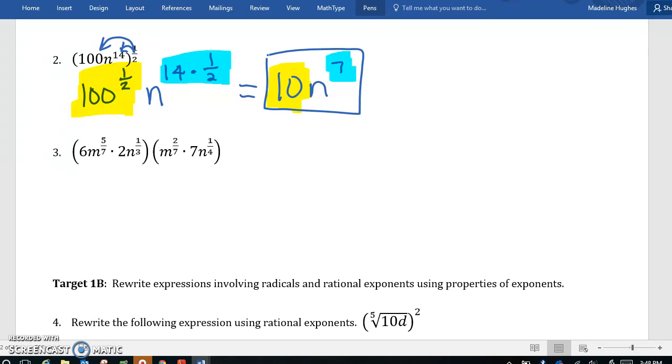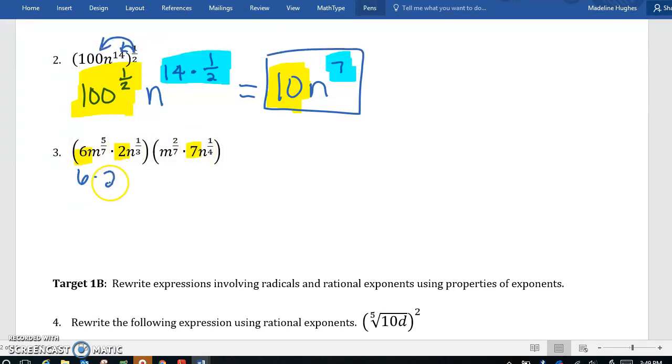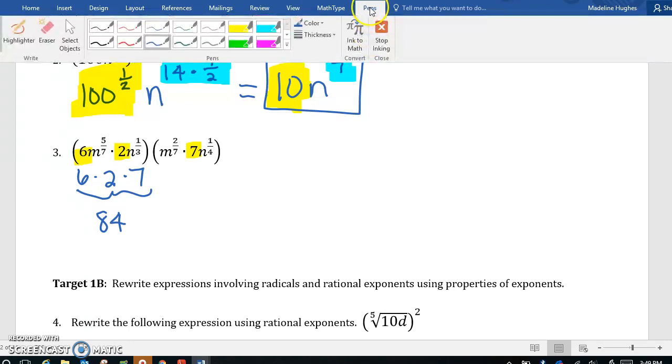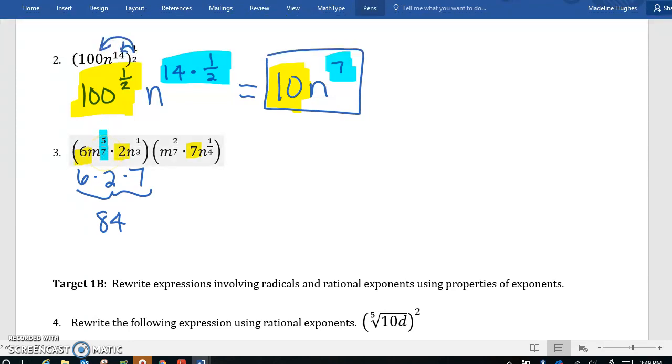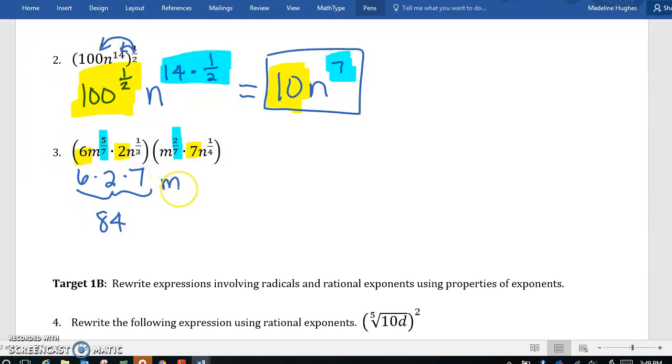Number 3, we need to multiply all of the coefficients first. So I see 6 times 2 times 7. When we take 6 times 2 times 7, we get 84. And you can plug that in the calculator if you like. Or 6 times 2 is 12, times 7 is 84. And then we take the exponents for the m's, and we're going to combine those by adding them. So then we're going to have m, our exponents, like I highlighted, were 5/7 plus 2/7.